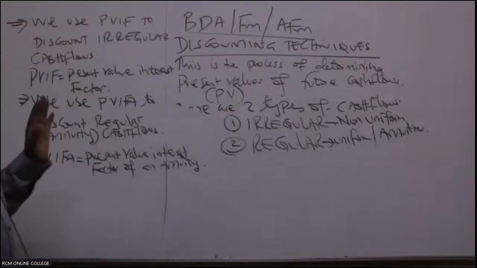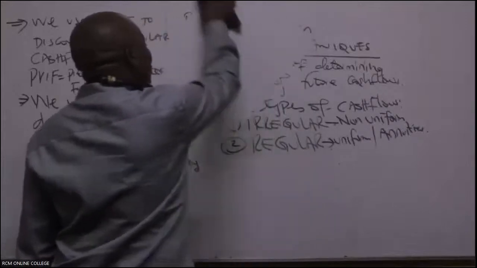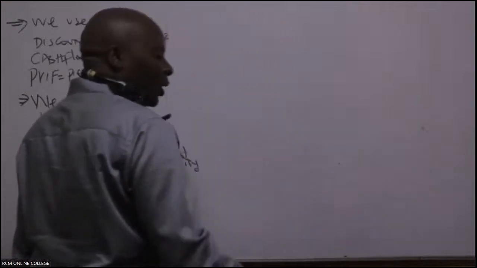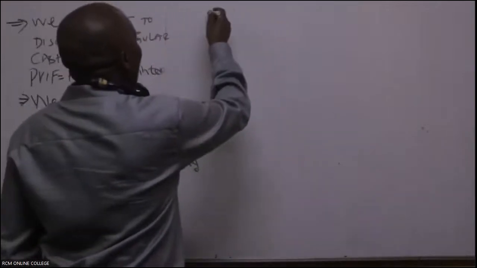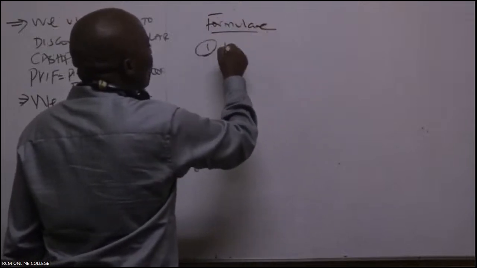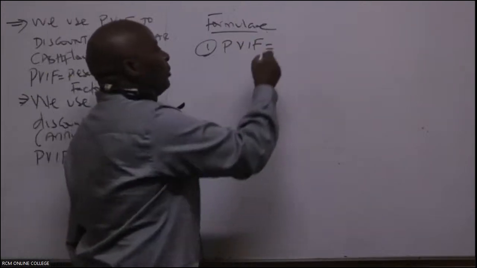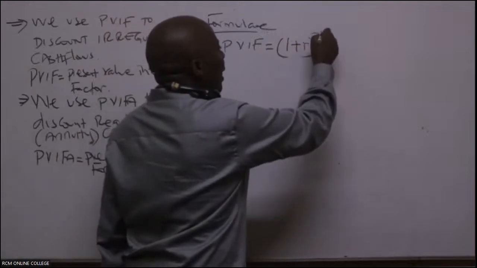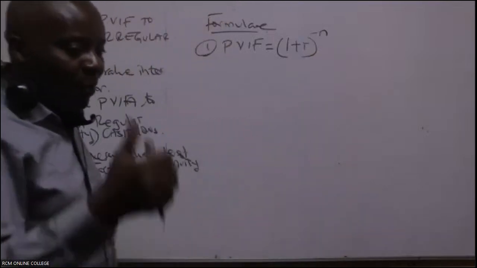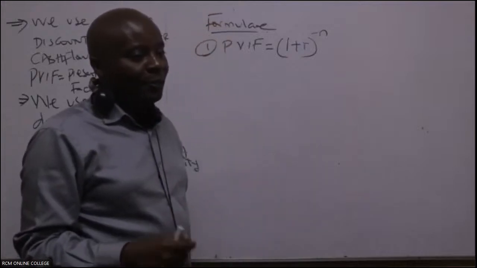Thank you very much. Now I would want to go to this serious level where we talk about the formulae. The first one that I would want you to appreciate is the PVF. How do we get this? PVF is the easiest. To get PVF, we normally take 1 plus r raised to negative n. Anytime they want us to get PVF, we take (1 + r)^-n. That's PVF.